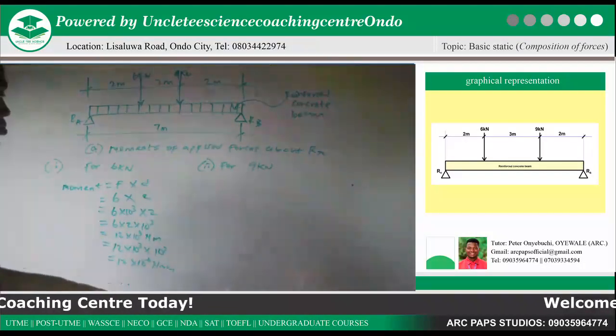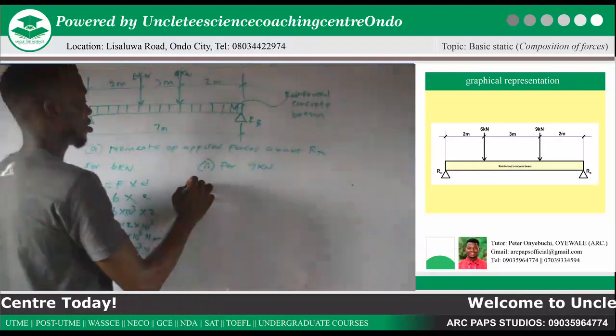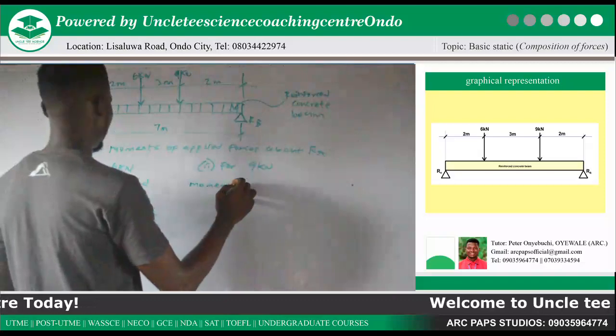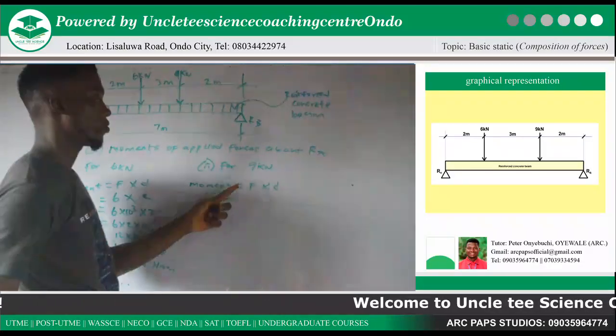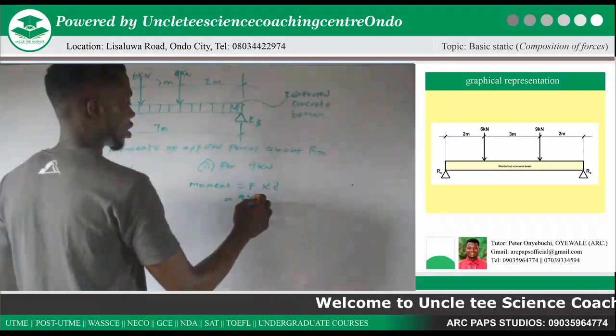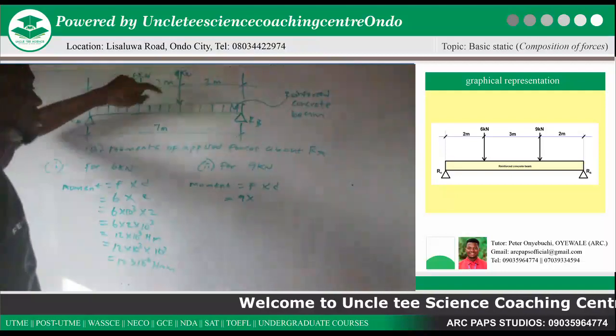Now, for 9 kN, still using the same approach, our moment is equal to force times distance. Our force here is 9, times our distance. The distance of 9 kN to RA is 2 plus 3, which is 5.